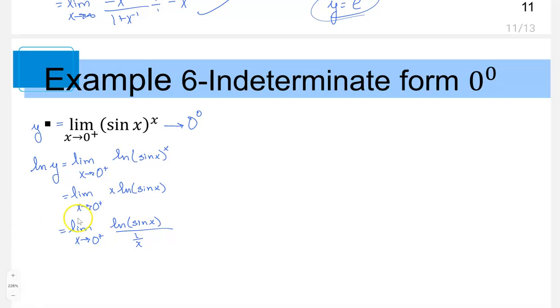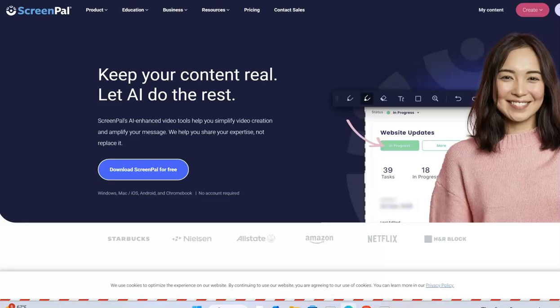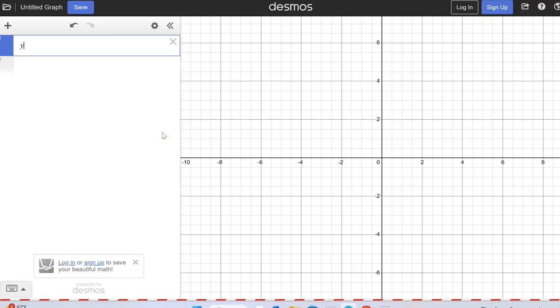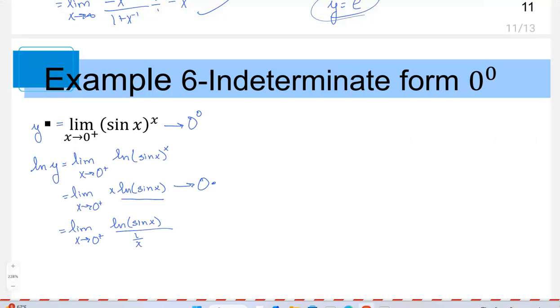Now, to understand why we had to do that rewrite, it's going to help if we look at that graph. We know that as we approach 0 from the right, x is going to head to 0. The question is, what's happening with that ln sine of x? So let's graph that in Desmos, and we'll be able to see that there's a vertical asymptote there. So as we approach 0 from the right, you can see we do have that vertical asymptote. Everything's heading to negative infinity. So this is a 0 times infinity form, which means we've got to do a clever rewrite.